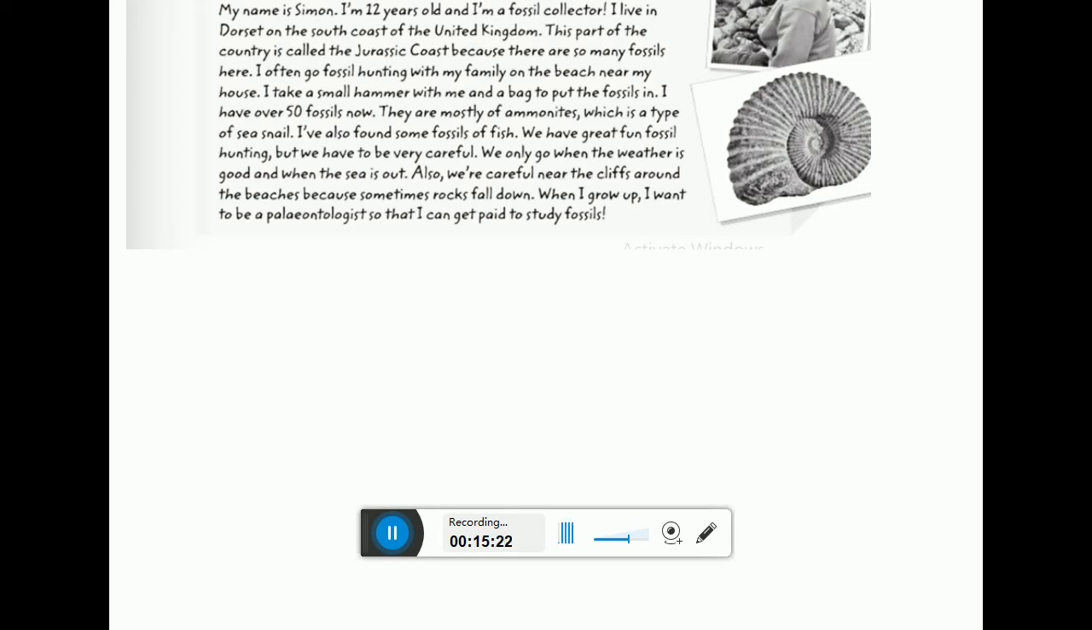I've also found some fossils of fish. We have great fun fossil hunting, but we have to be very careful. We only go when the weather is good and when the sea is out. Also, we're careful near the cliffs around the beaches because sometimes rocks fall down. When I grow up, I want to be a paleontologist so that I can get paid to study fossils.